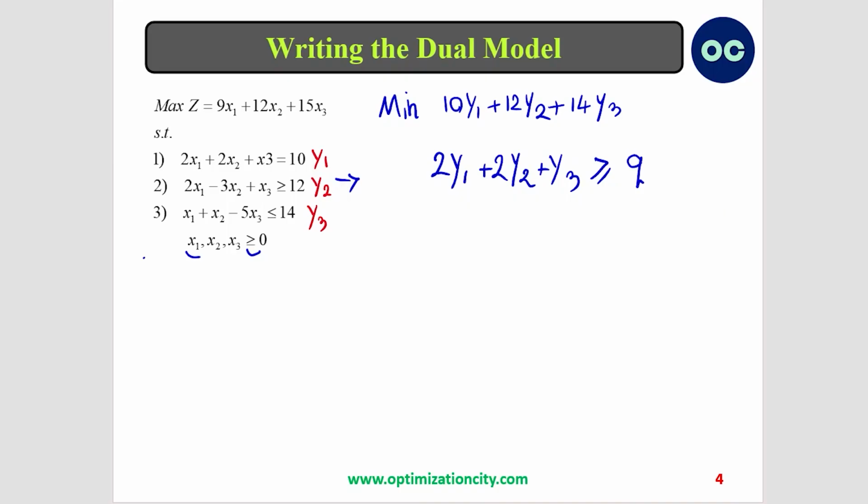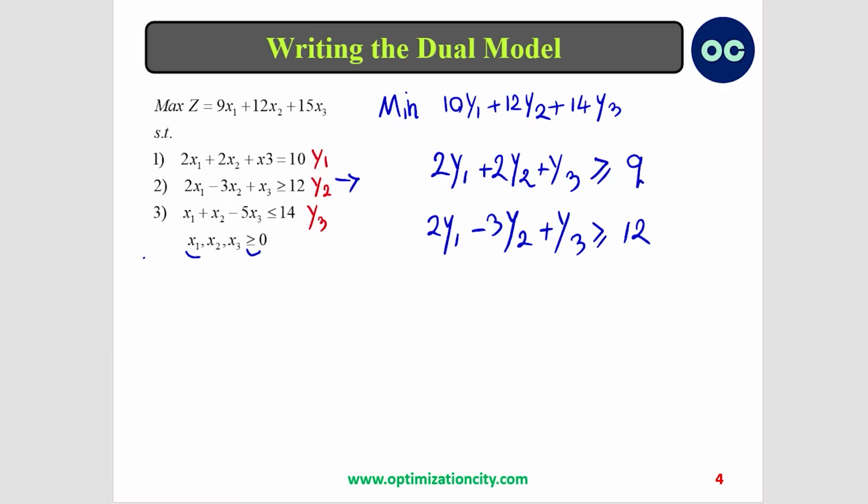Let's write the second constraint in the dual model. The coefficient of x2 in the first constraint of the original model becomes the coefficient of y1 in the second constraint of the dual model. So we have 2y1 and minus 3. We have the same approach for the second constraint, plus y3. The right-hand side of the dual model would be 12. Since x2 is non-negative, the constraint is written as greater than or equal to.